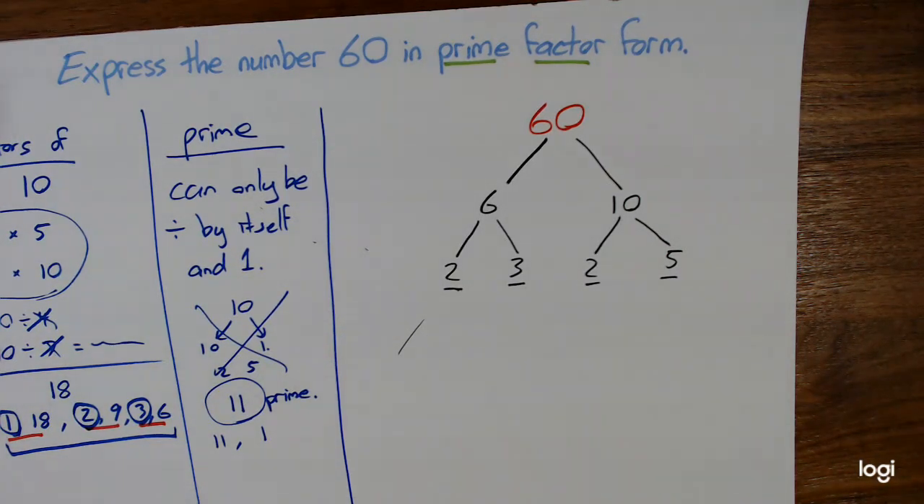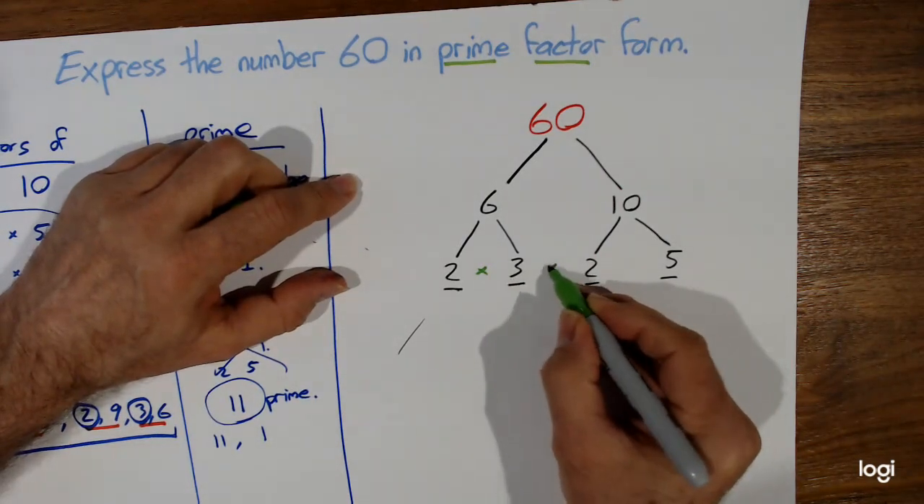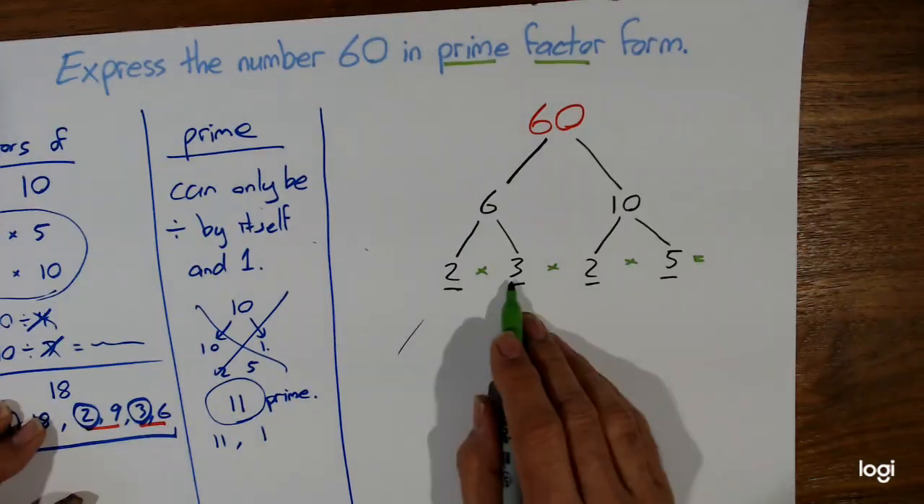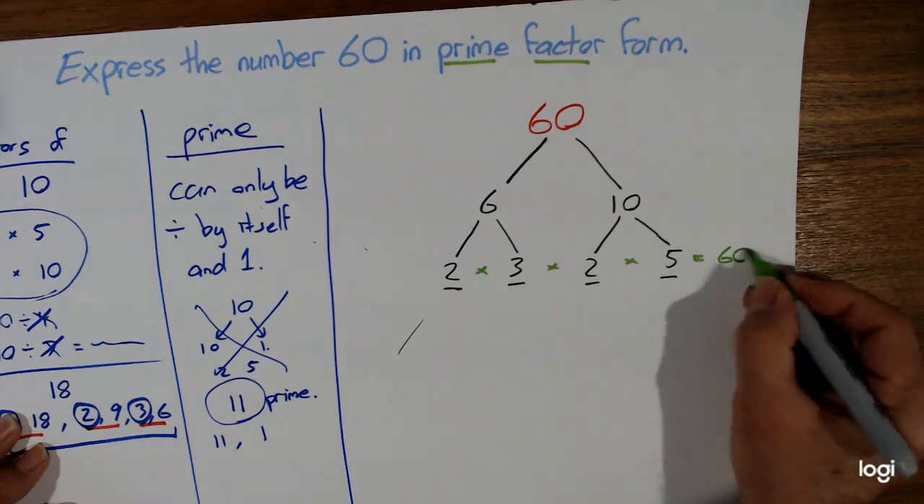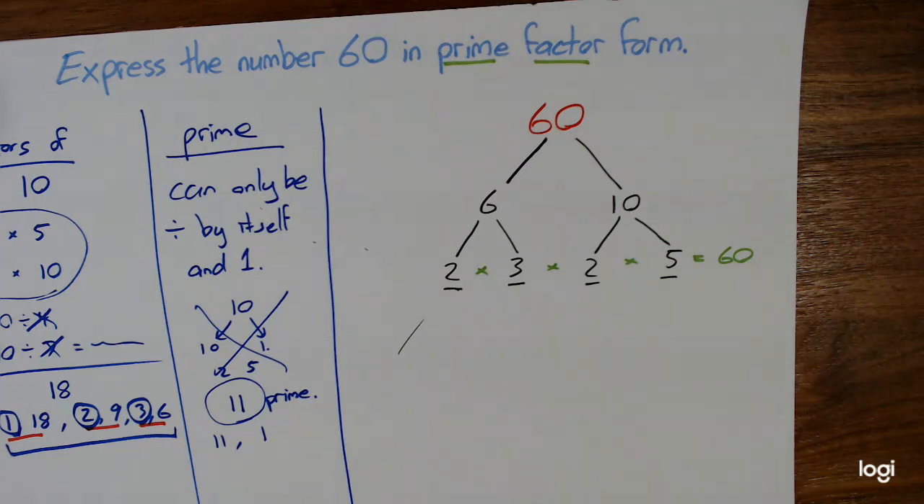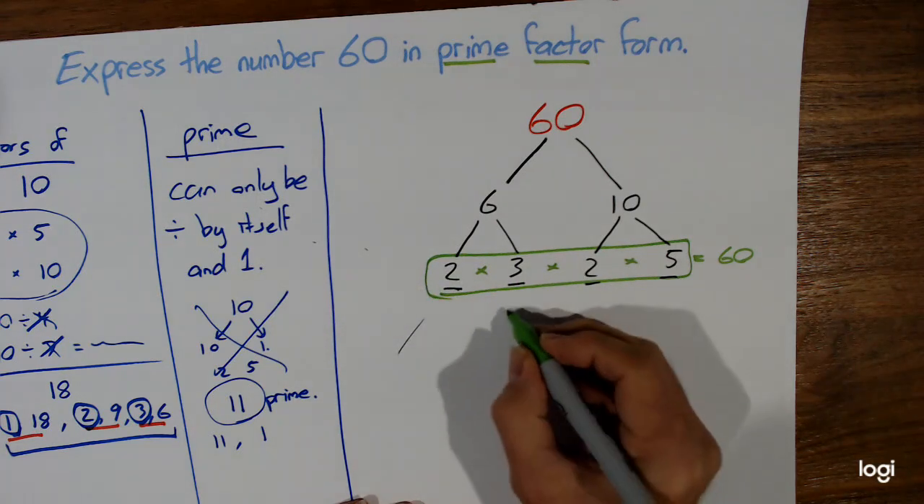And if you've done it right, then this number times this number times this number times this number will come to 60. 2 times 3 is 6. 6 times 2 is 12. 12 times 5 is 60. Got it. I could be a maths teacher one day. So they are the prime factors of 60.